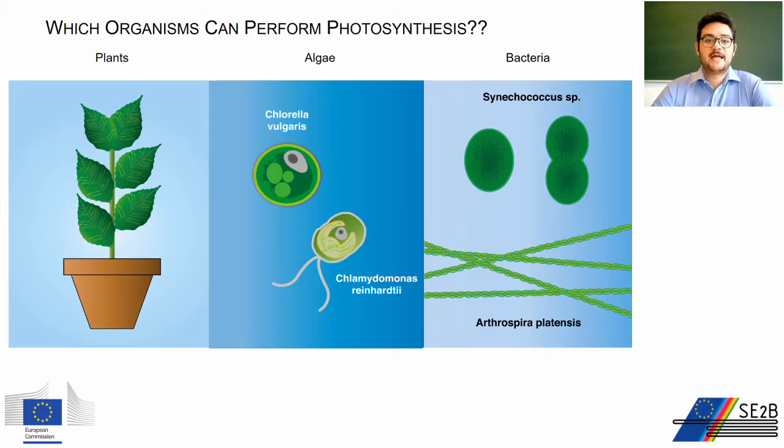Photosynthesis is present at different evolutionary levels. In plants, of course, but also in the aquatic environment with macro and microalgae, like the two species represented here, widely used in research. Photosynthesis occurs at the prokaryotic level too, for example in cyanobacteria or purple bacteria.